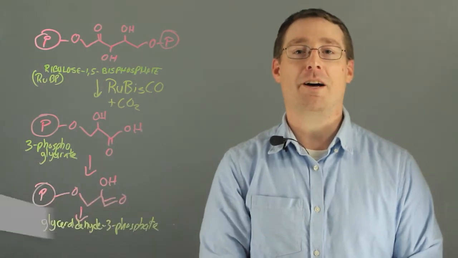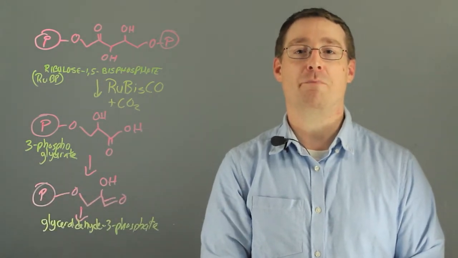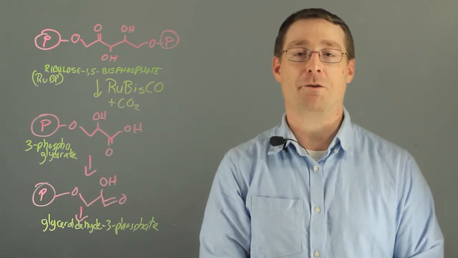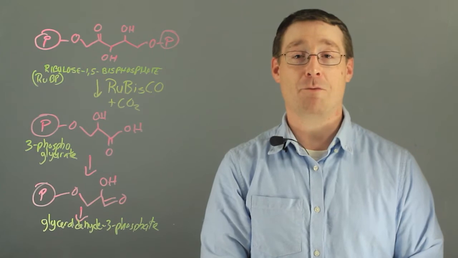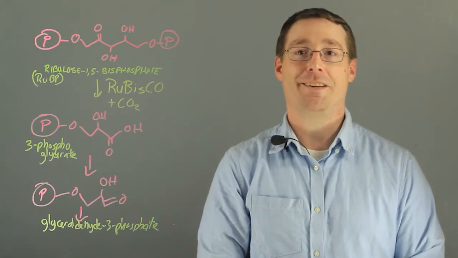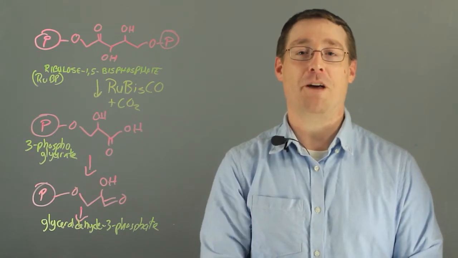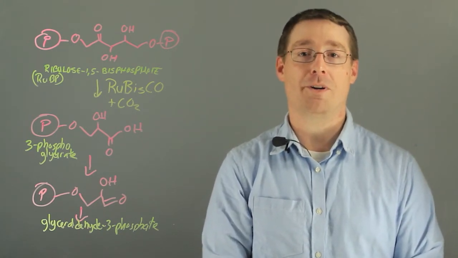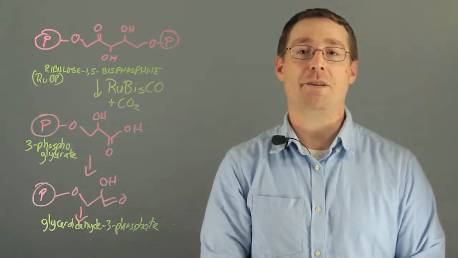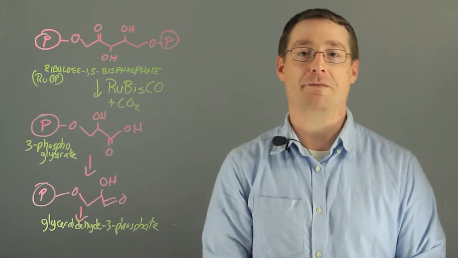Well, there is one enzyme that is above and beyond the rest when it comes to its presence in the Earth's biosphere, and that is an enzyme called ribulose 1,5-bisphosphate carboxylase oxygenase, which is a lot to say in one breath, so we'll refer to it as Rubisco. And Rubisco is abundant beyond any other protein on Earth.